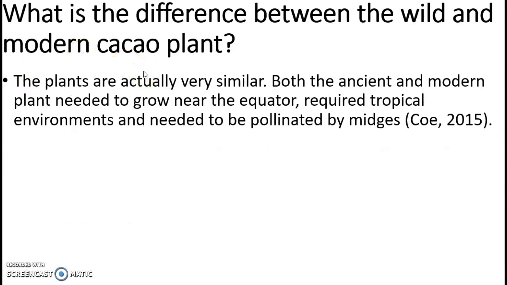Alright, so what is the difference between the wild and modern cacao plant? So the plants are actually very similar. Both the ancient and modern plant need to grow near the equator, require tropical environments, and need to be pollinated by the midge.